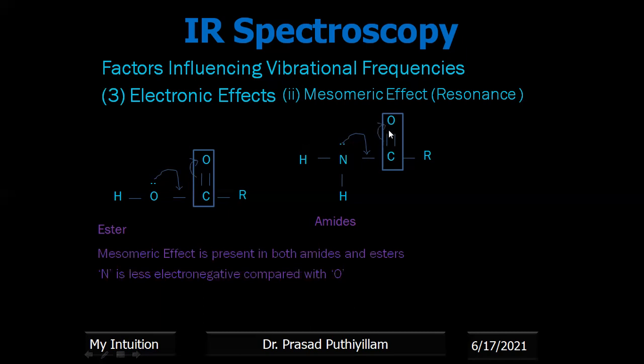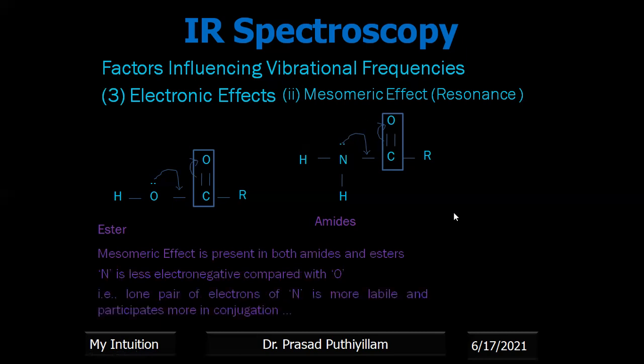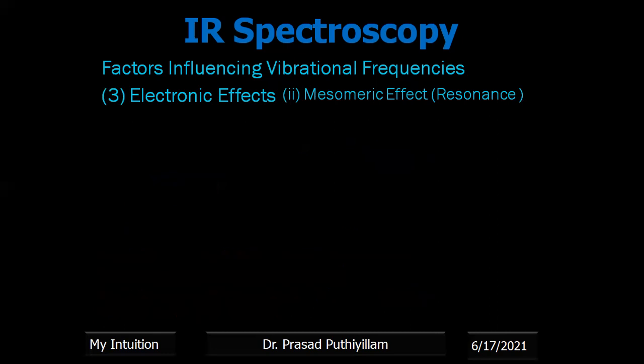Then this pi bond of the carbonyl functional group will move away at a faster rate than in that of ester. So that is also an effect of nitrogen, which is less electronegative. Therefore, the lone pair of electrons of nitrogen is more labile. It can freely move, or it can participate in conjugation at a faster rate than that of oxygen. That was the general one.